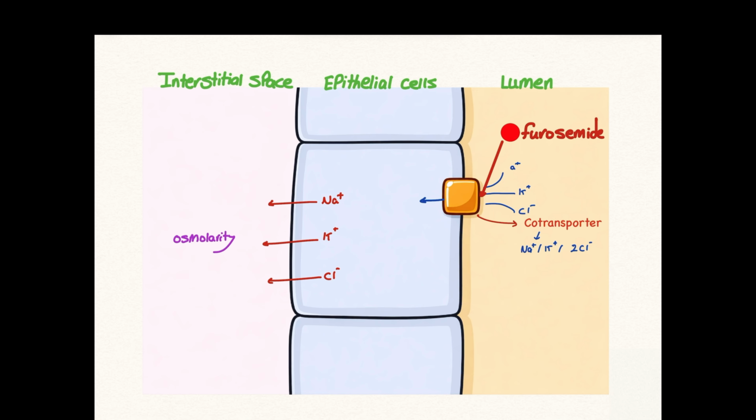This happens normally, but when we use furosemide, the most commonly used loop diuretic, it can block the cotransporter, blocking the reabsorption of sodium, potassium, and chloride. This would in turn decrease the amount of sodium, potassium, and chloride released into the interstitial space, which would subsequently decrease the osmolarity. Therefore, water would no longer move from the lumen into the interstitial space. Also, the electrolytes are blocked from reabsorption and they stay in the lumen.